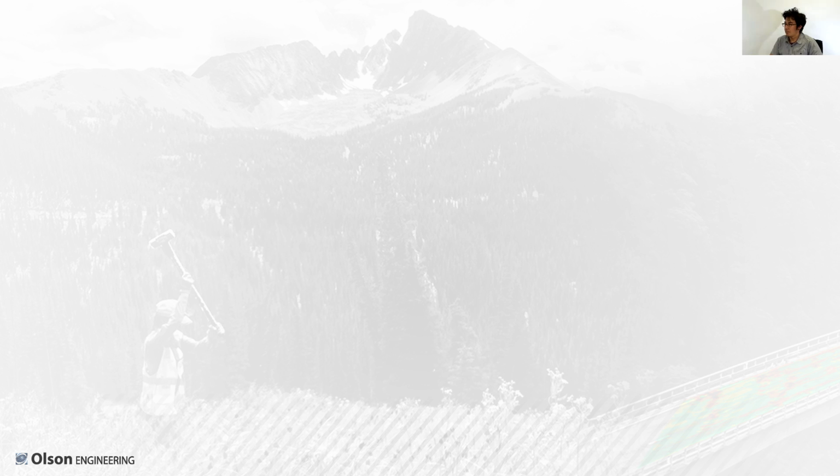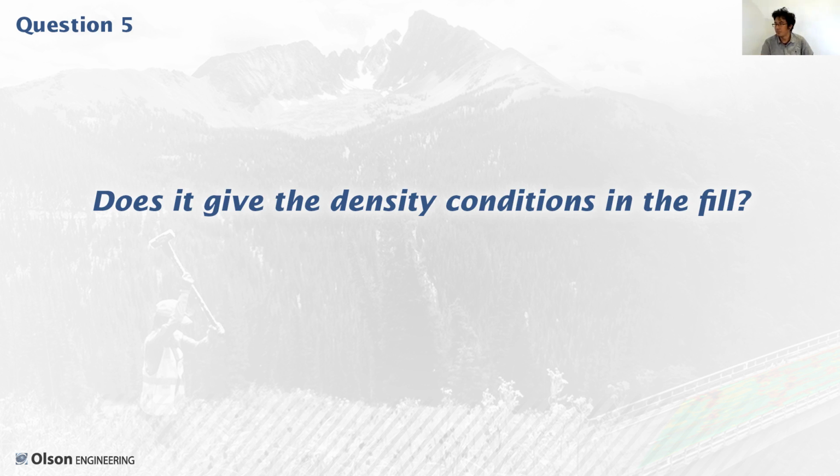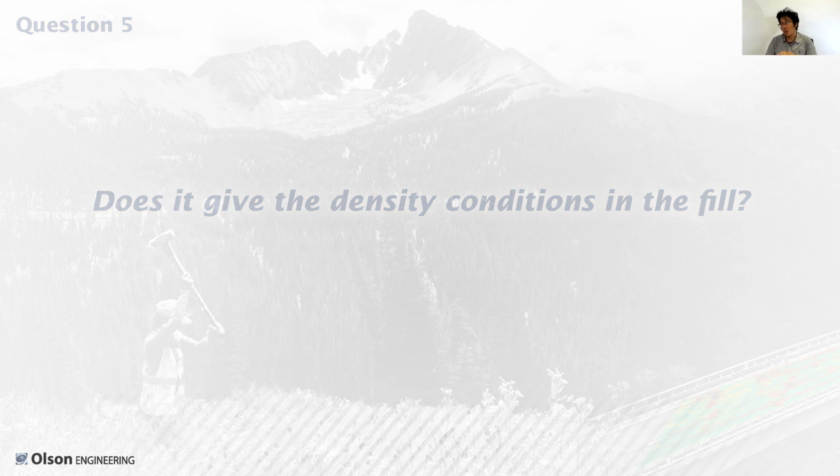Okay. Next question is, does it give the density conditions in the fill? Not directly. You can say that velocity increases with density, so you can say a relative relationship. This area has a higher velocity, so it's more dense. There is no easy equation that goes from P wave to density directly.